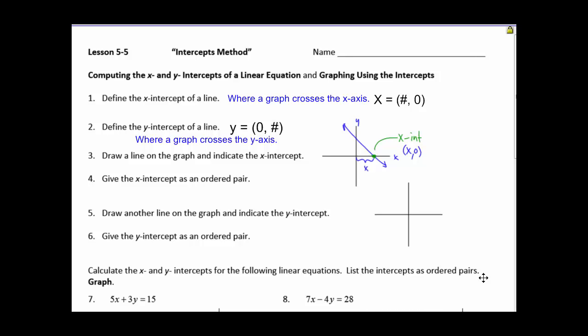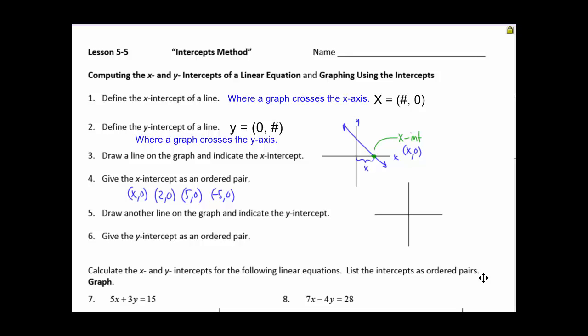If we give the x-intercept as an ordered pair, instead of x comma 0, we can make up a bunch, like 2 comma 0, or 5 comma 0, or if we switched it around, negative 5 comma 0. Just notice that each of those points has 0 for the y coordinate.